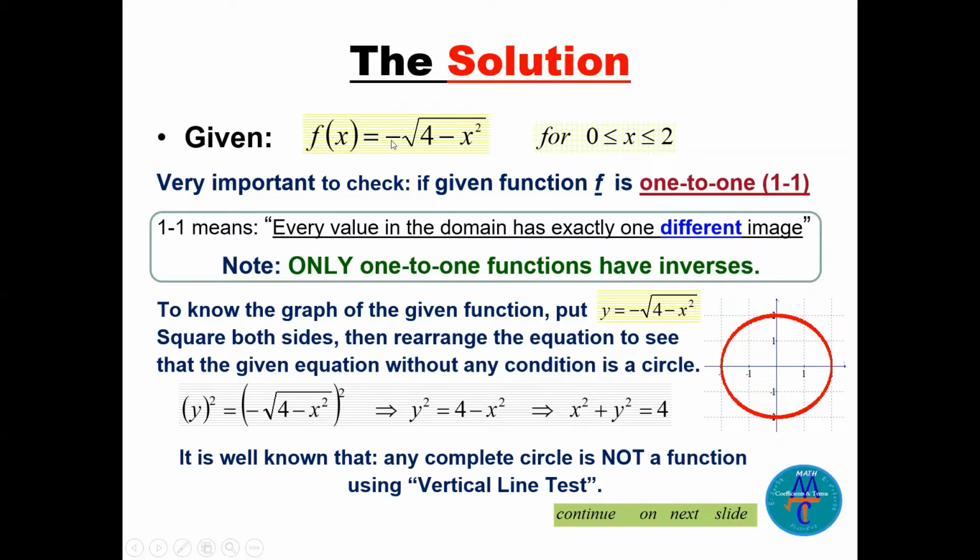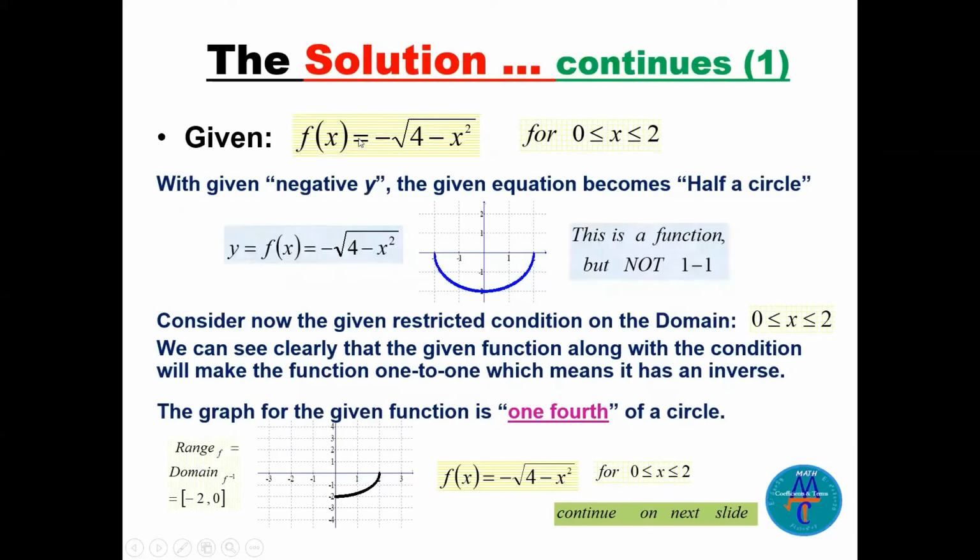This is y negative on the graph. f of x is y, and there is a minus here. If there is a plus, then we take the upper half. Let's see on the next slide. We have this function with negative y. From the whole circle, we take the lower part, which is half a circle. So this is now a function, but not one-to-one. If you draw a vertical line test, it's a function. When you draw a horizontal line test, it is not one-to-one.